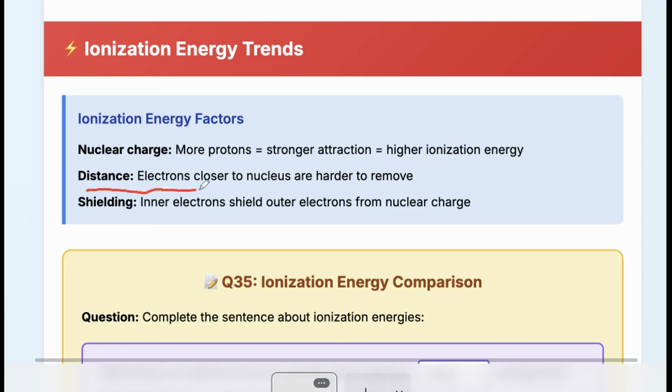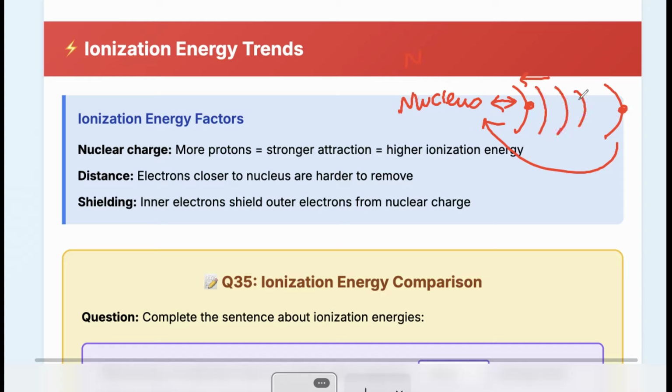The second is distance. We'll see that electrons closer to the nucleus are harder to remove. So if this is your nucleus, it's easier to remove the electron from here than from here. When you go closer to the nucleus, the electron is very difficult to remove because it's attracted strongly to the nucleus. While if you get far from the nucleus, like here, the electron is easy to remove, because it's far from the nucleus.